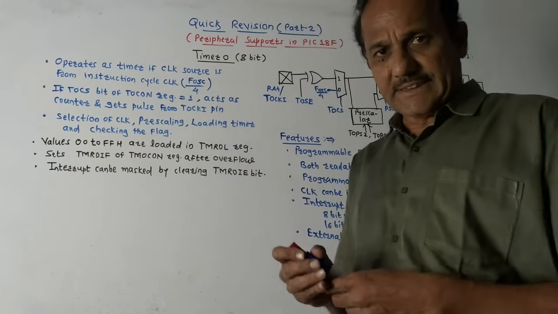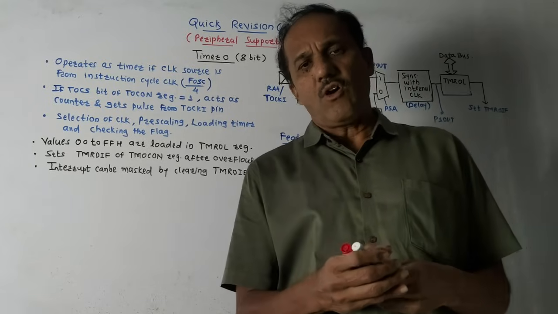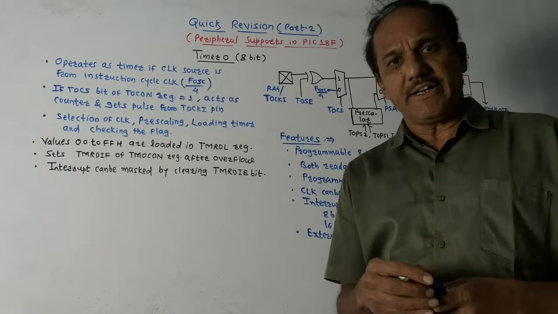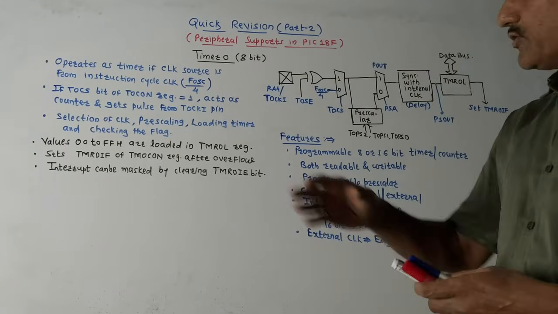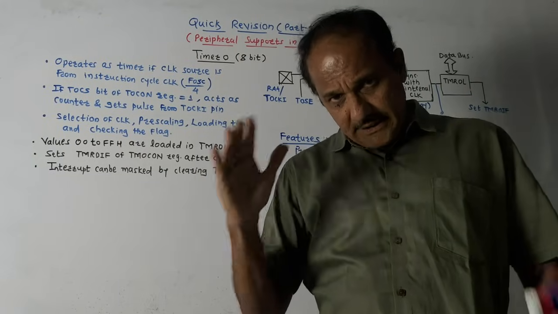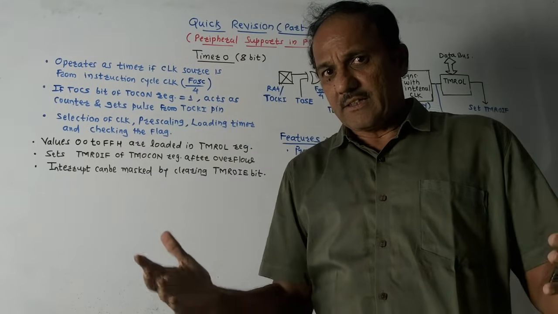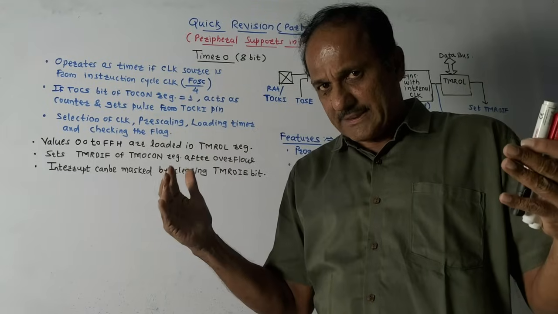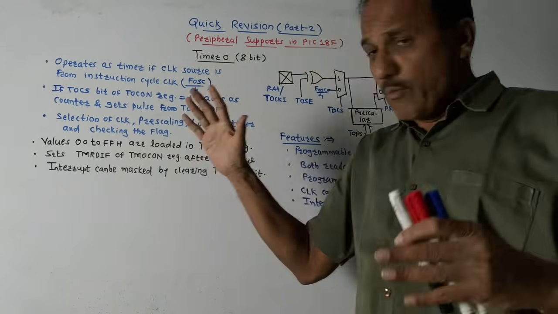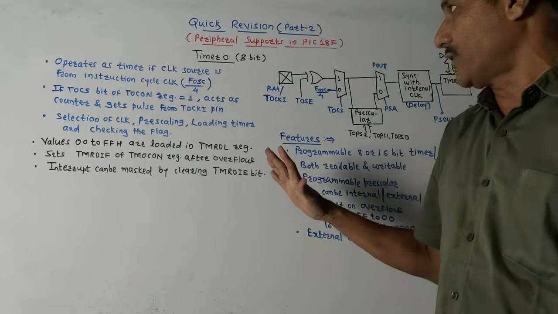Dear students, this session is quick revision of unit number 4, that is peripheral supports in PIC 18F. So this is quick revision part 2. In this session I will be explaining some important programming concepts. We will also solve few questions related to programming which are easy. You should not skip such programs.